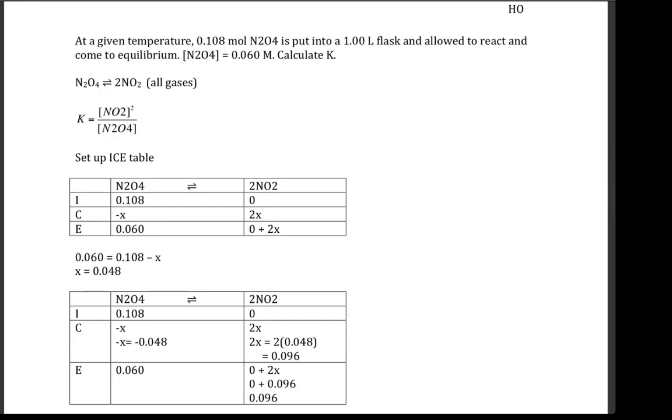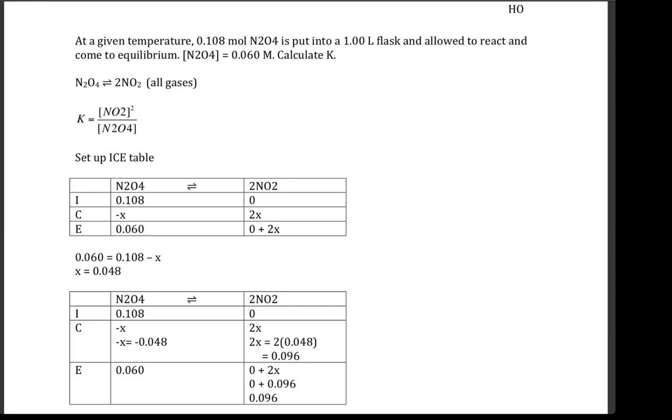At a given temperature, 0.108 moles of N2O4 is put into a 1.00 liter flask and allowed to react and come to equilibrium. We're told what the N2O4 concentration at equilibrium is. It is 0.060 molar. Calculate K. Okay, there's our reaction, N2O4 in equilibrium with 2 NO2, all gases. Our equilibrium expression is the NO2 squared over the N2O4.